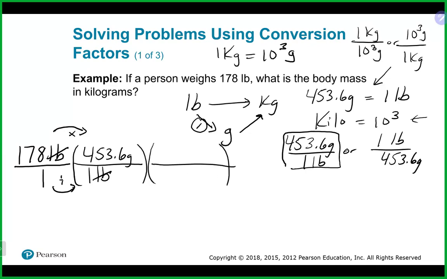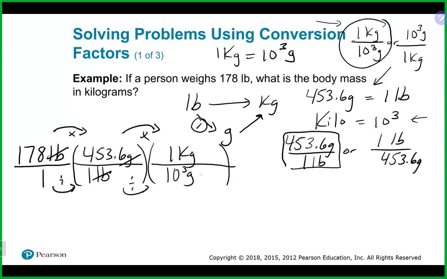I can see my grams are on top, which means, should I use the conversion factor on the left or right here? Which one should I use? You'd use the one on the left, grams in the opposite location, so they cancel, right? So 10 to the 3 grams and 1 kilogram. I again am still multiplying and dividing. The grams on top and bottom are going to cancel. And I'm going to end up now with kilograms up on top, which is what I'm looking for.